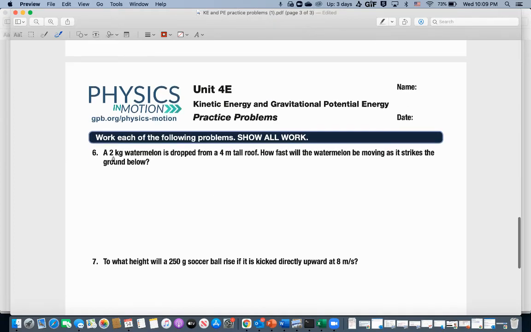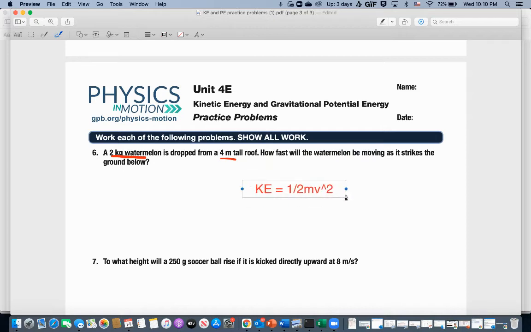So what it's saying right here is we got a 2-kilogram watermelon dropped from a 4-meter tall roof. Okay, how fast will the watermelon be going when it strikes the ground below? Okay, so let's just write our two equations here again. I got kinetic energy is equal to 1/2 mv squared.